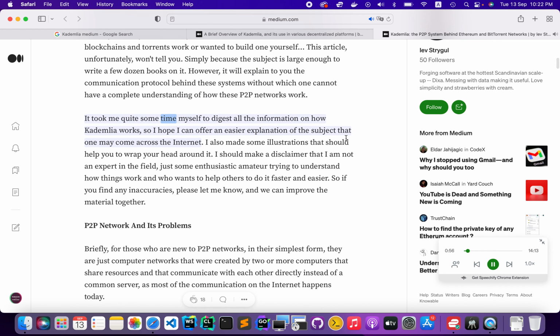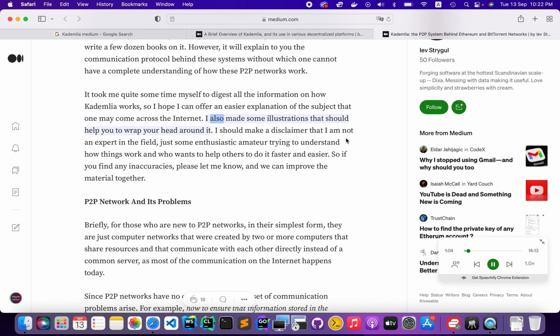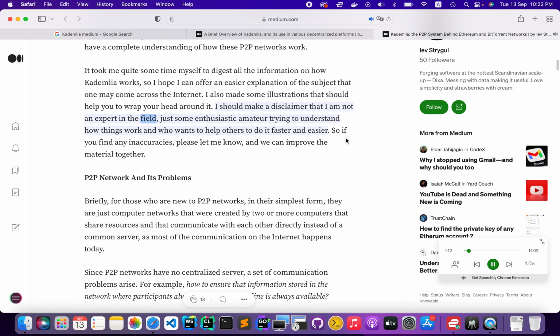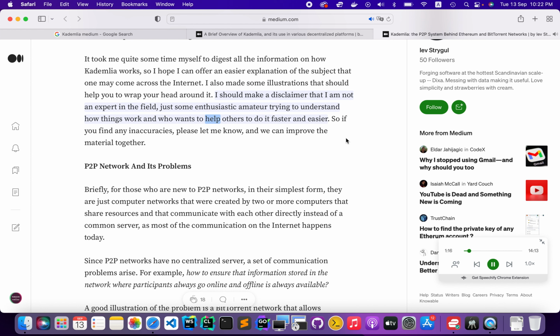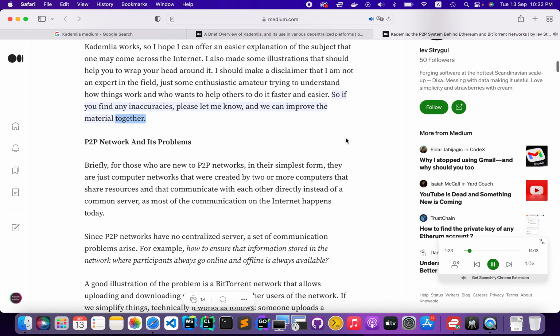It took me quite some time myself to digest all the information on how Kademlia works, so I hope I can offer an easier explanation of the subject than one may come across on the internet. I also made some illustrations that should help you to wrap your head around it. I should make a disclaimer that I am not an expert in the field, just some enthusiastic amateur trying to understand how things work and who wants to help others to do it faster and easier. So if you find any inaccuracies, please let me know, and we can improve the material together.